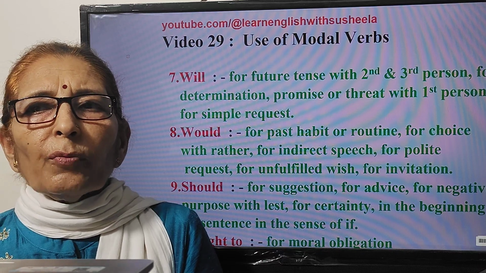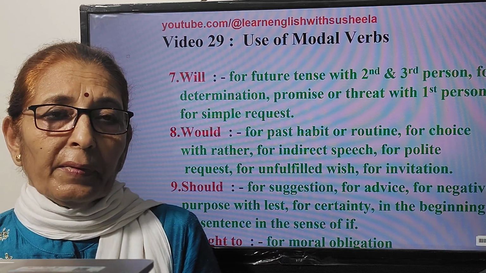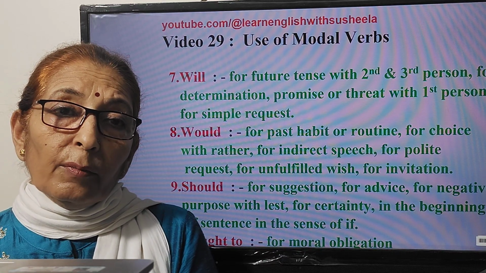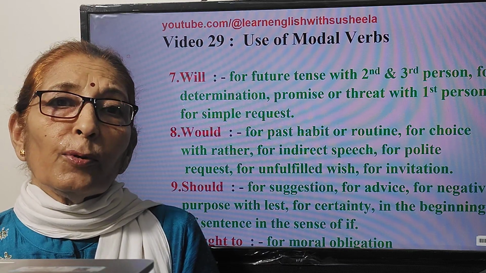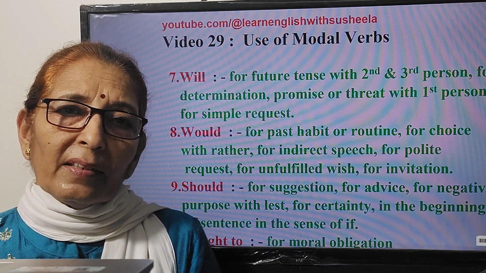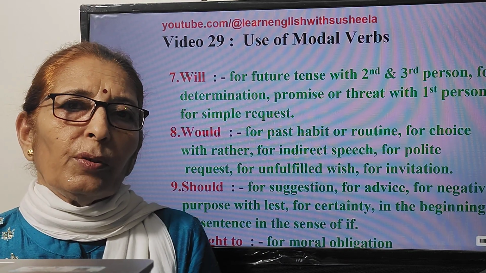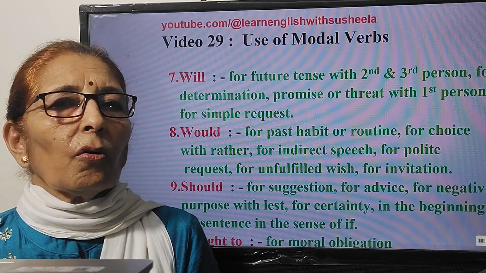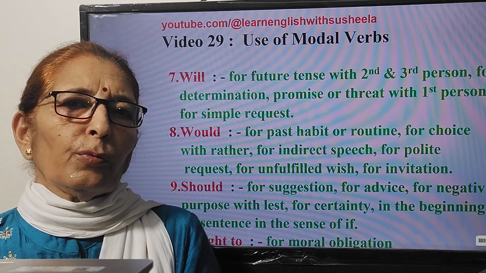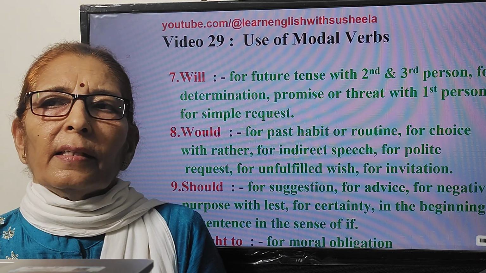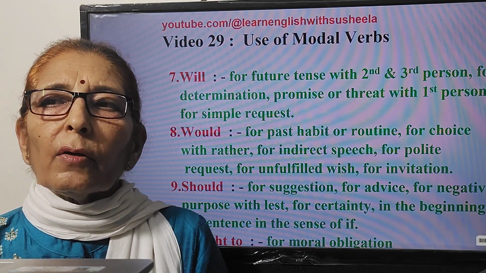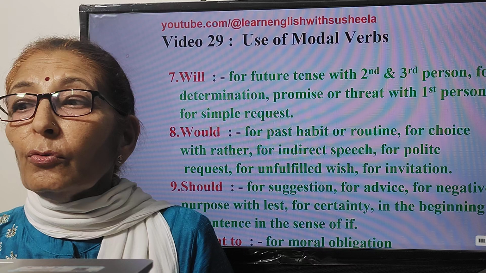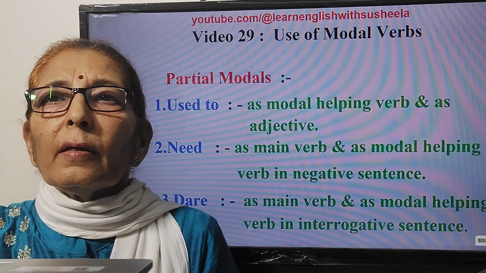Next, in the beginning of a sentence, in the sense of if. How? There it means if. Should I go to market, I'll buy a present for you. Here should has been used in the sense of if. And last is ought to. Ought to is used only in one case, that is for moral obligation, where we can use should also.